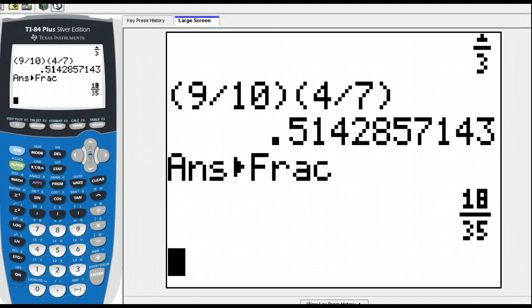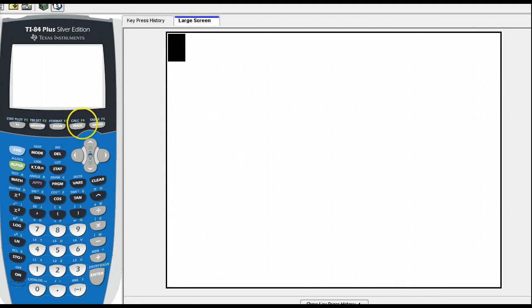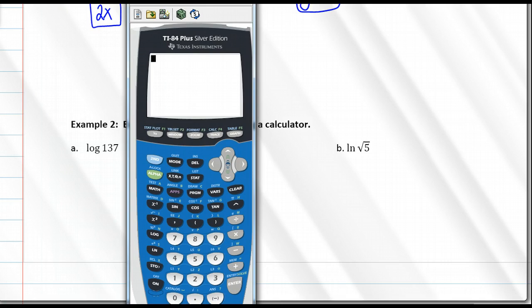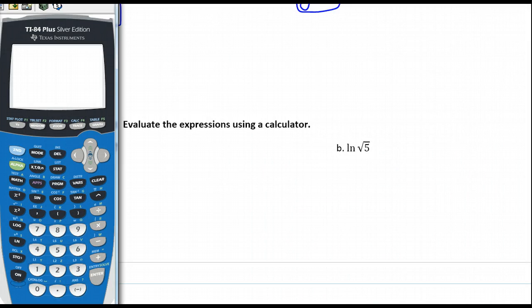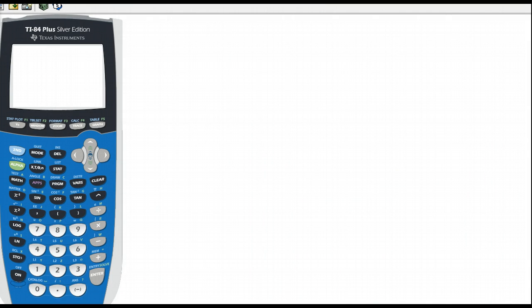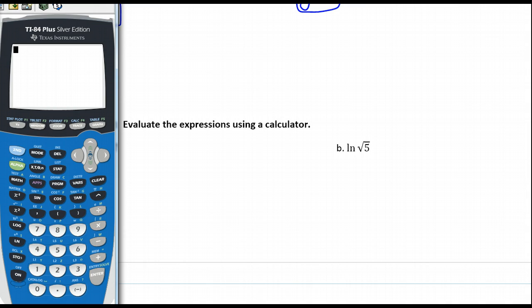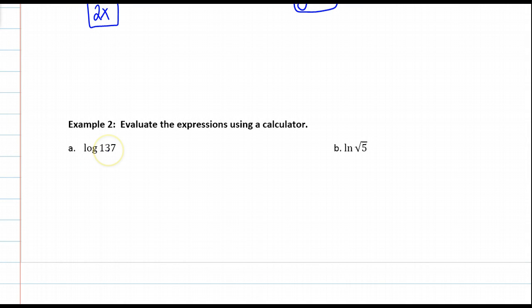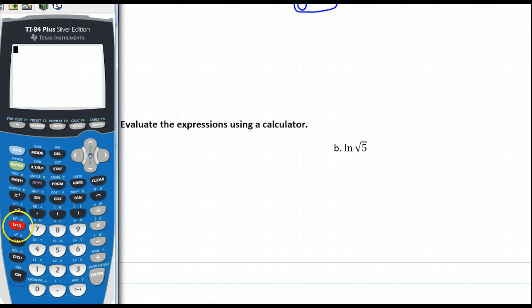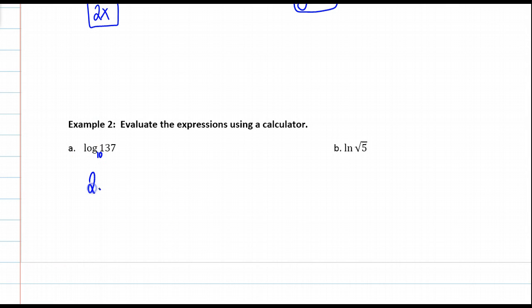All right, the last part is using your calculator. So let's shrink this up and move this over here. So the log of 137. If there's no number here, it's because it's base 10. Now, your calculator only knows base 10, because you'll see on your calculator, if you go to the log button, there is no base there. It assumes that you're typing in base 10. Log of 137 is 2.14.